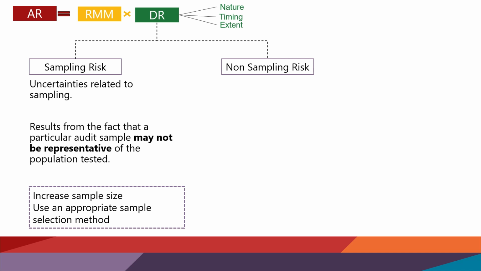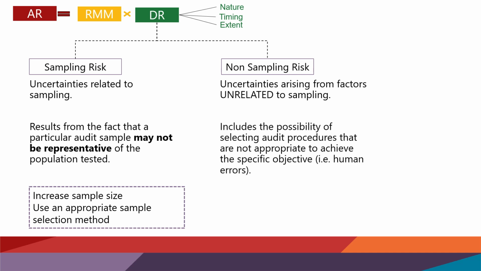Okay, now let's go to non-sampling risk. And we already know that in the case of non-sampling risk, it's not the fault of the sample. It includes the possibility of selecting audit procedures that are not appropriate to achieve the specific objective. And this would, of course, include human errors.